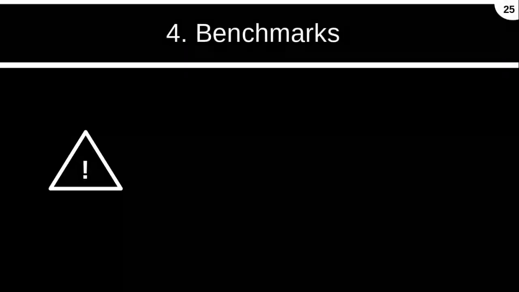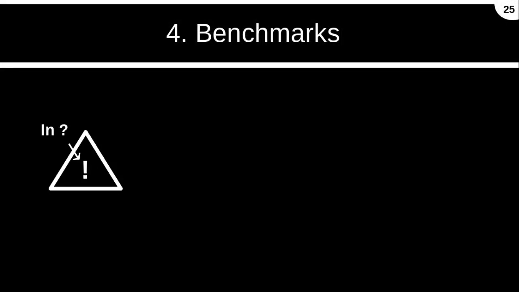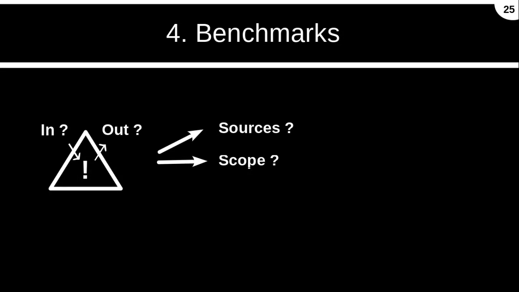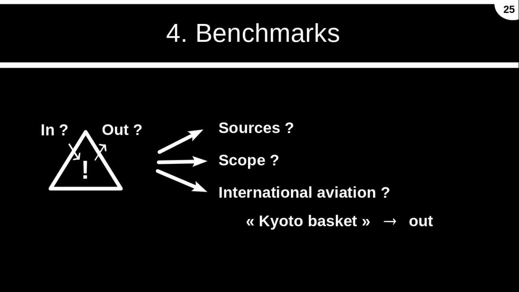Warning! Always ask yourself what's in and what's out or excluded from the data. So, which sources are included? Only CO2 or also other warming impacts? What's the scope? Only the flight or also upstream emissions or more? And a new question will arise. Is international aviation included? Kyoto basket means that international aviation is out of the data.